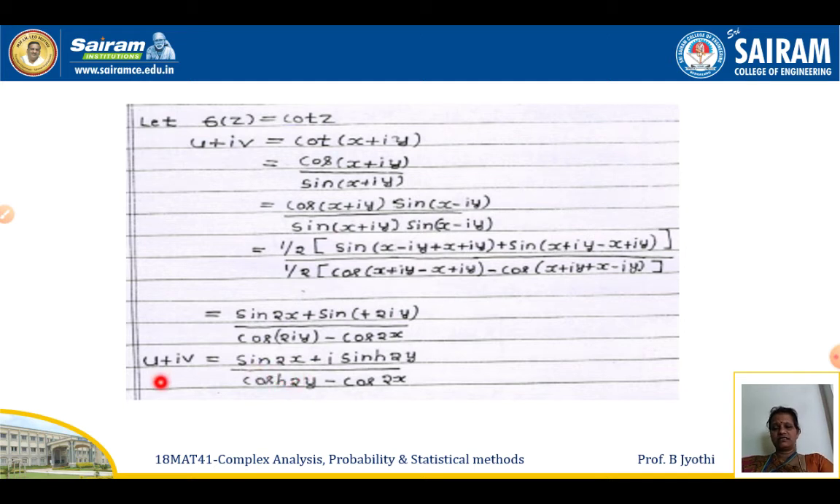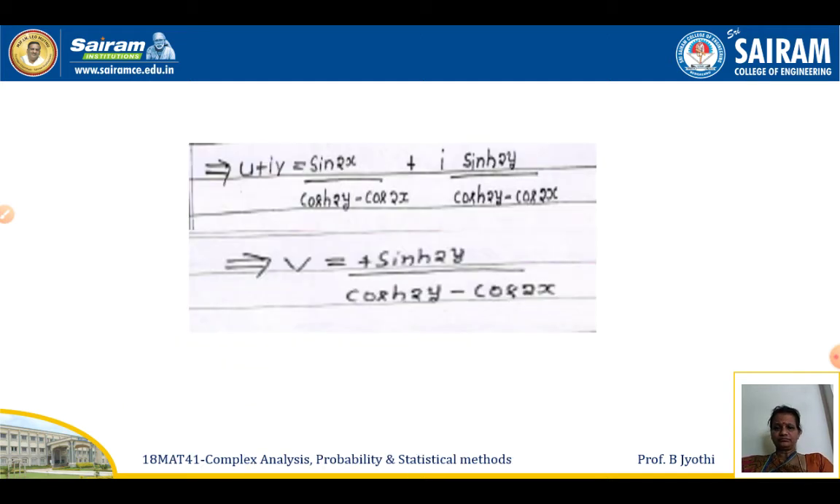We can segregate this u plus iv as u is this and v is this. So we get what is v equal to from this. Already u is given, the same thing we have got it. So imaginary part if we compare, we are getting the v.